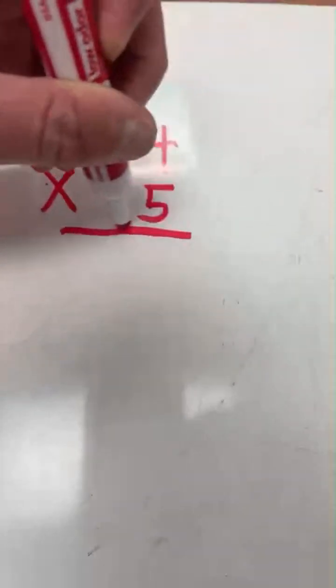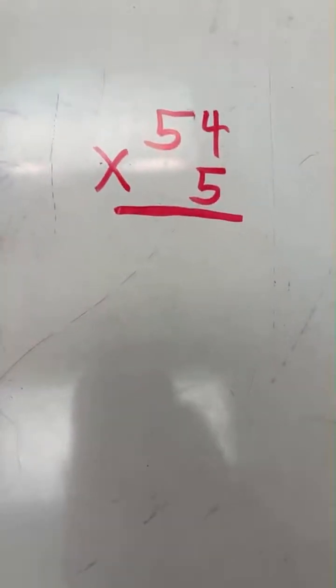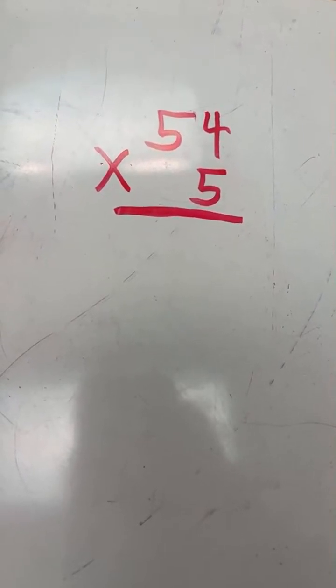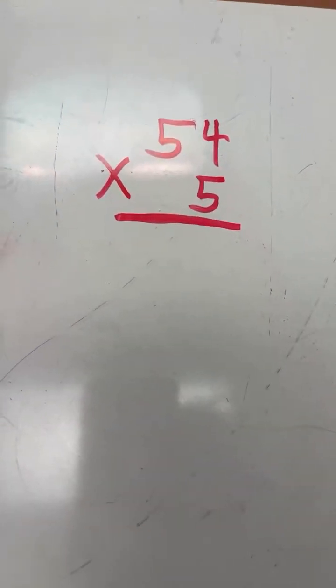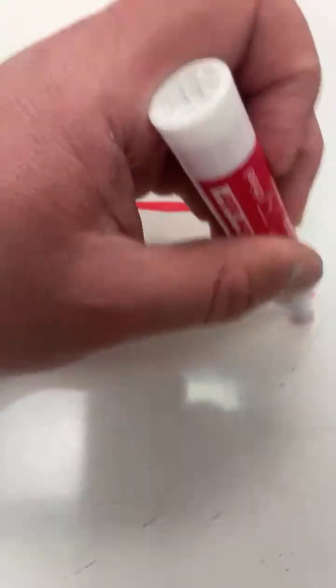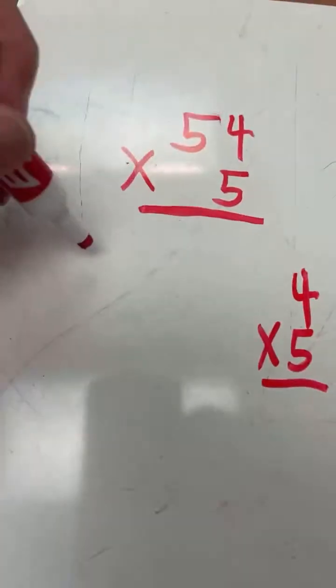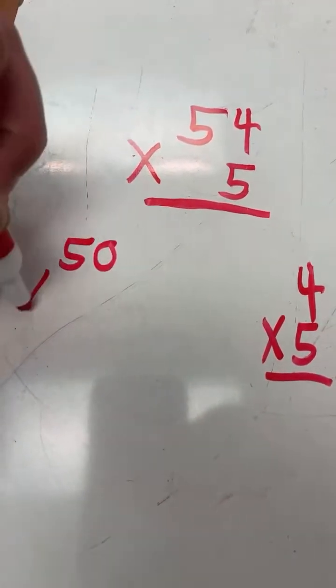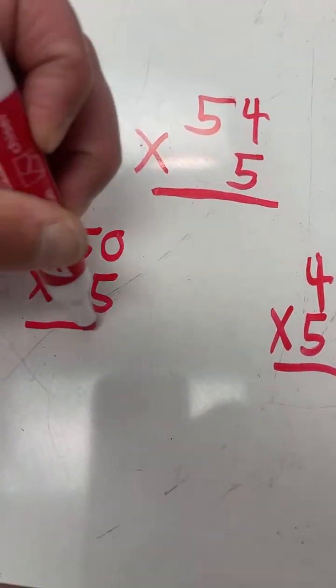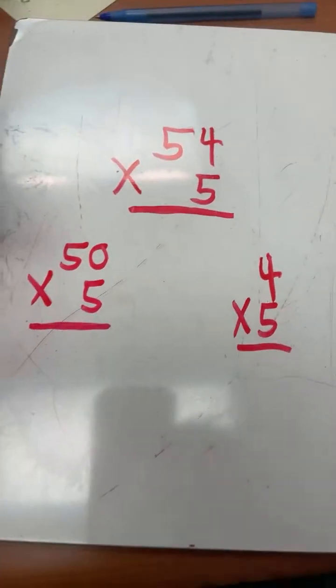54 times 5. So we start off by multiplying 4 times 5. Then we have to multiply 50 times 5. Then we have to add our answers together to get the final answer.